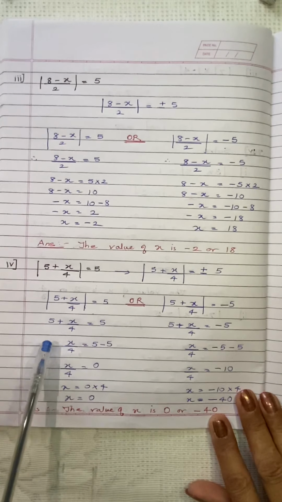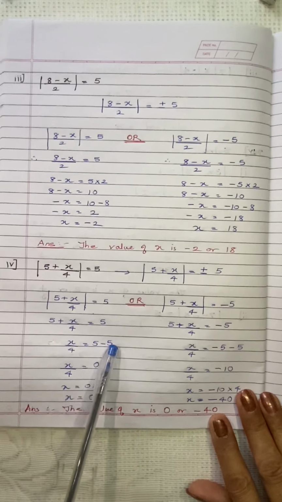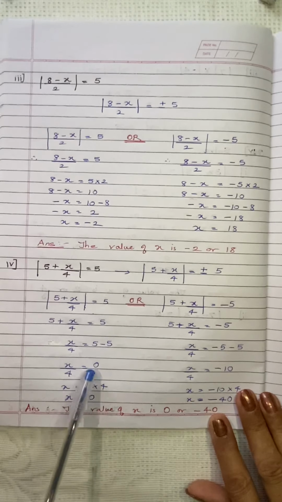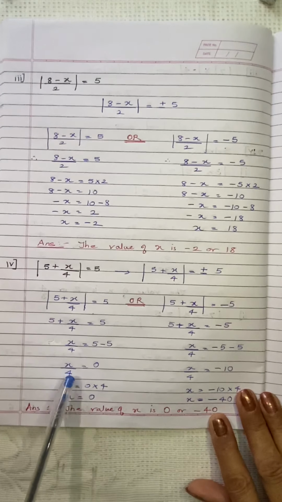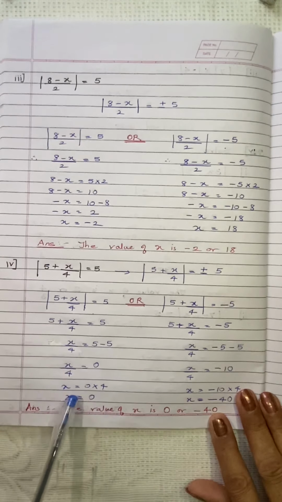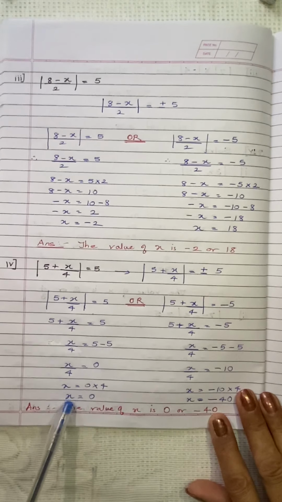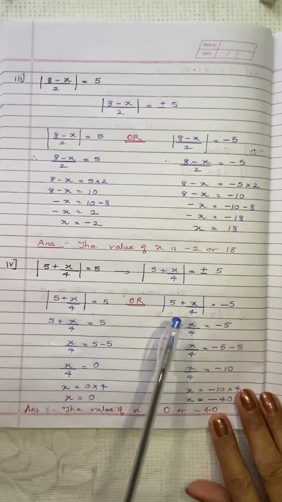So here we will take this 5 to the right hand side. It is positive, it becomes negative. So x upon 4 is equal to 5 minus 5, which is 0. So x upon 4 is equal to 0, 4 is divided, so on the other side we multiply. So x is equal to 0 multiplied by 4. Any number multiplied by 0 is always 0. x is equal to 0.